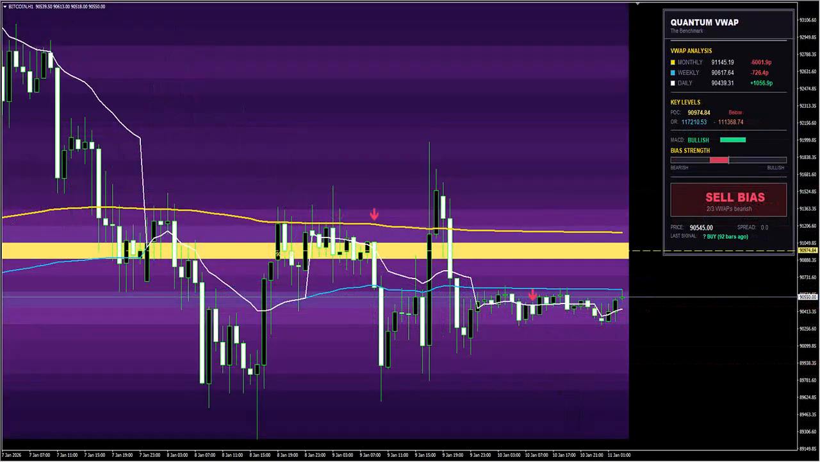So here's a simple takeaway for you. If you're struggling with timing entries or you feel like you're always a step behind the market, start paying attention to VWAP. Watch how price reacts around it. Notice when it holds and when it breaks. That alone can completely change how you read charts.